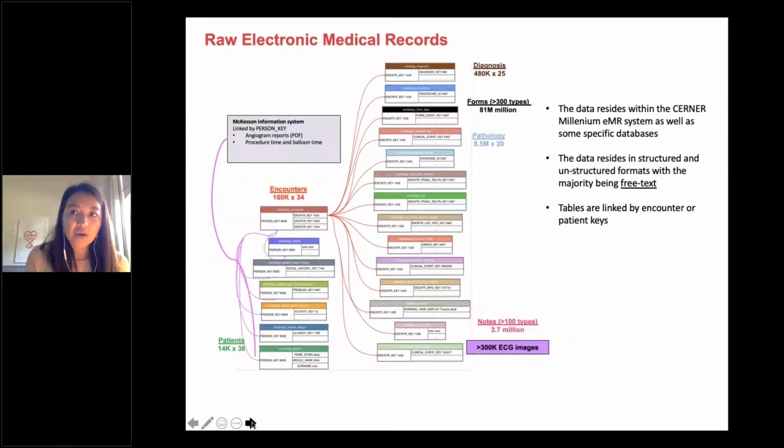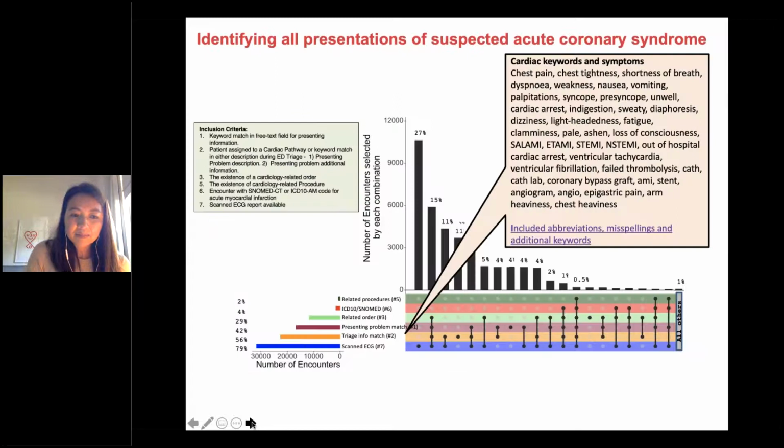For those of you who haven't worked with electronic medical record data before, this visualization shows you how it comes out of the system after it's been extracted and linked. So this is coming from the Cerner eMR system, and as you can see, it comes out in tables.